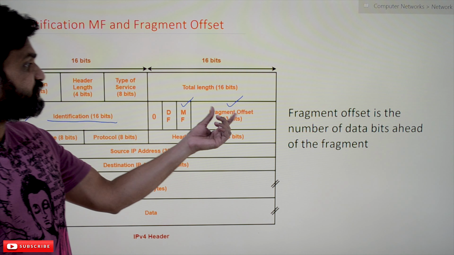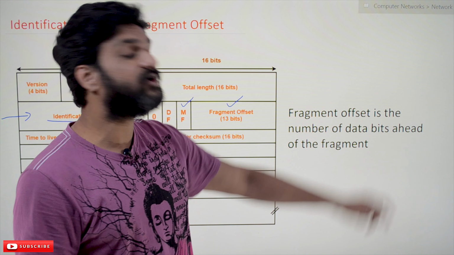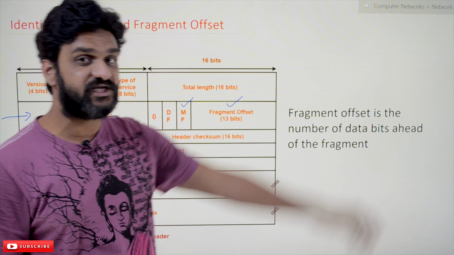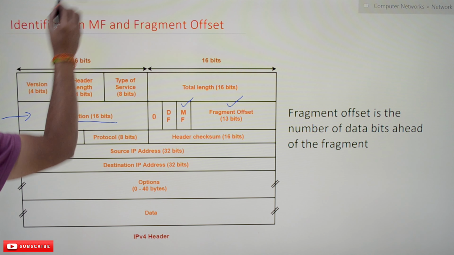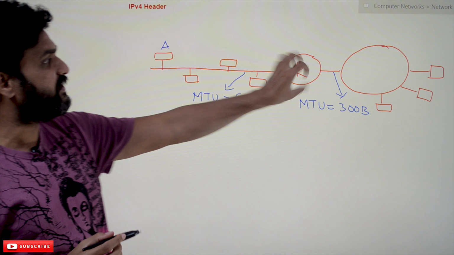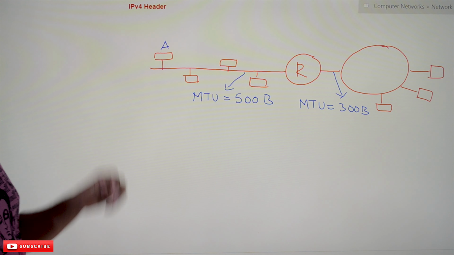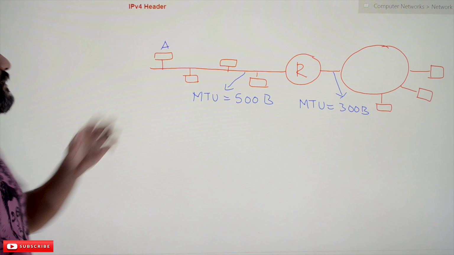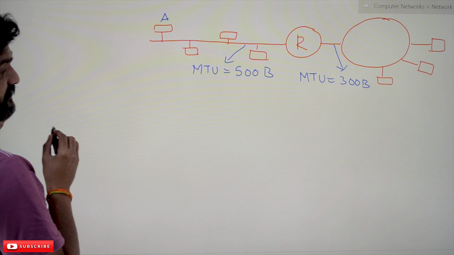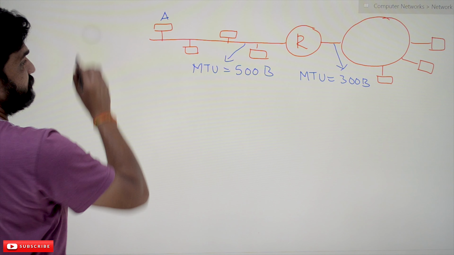So what is this fragment offset? Fragment offset is the number of data bits ahead of the fragment. We will try to understand this definition by considering our example. This is a real world example, and using it we are going to understand how those fields help us in the communication, in the efficient transfer of data from source to destination.